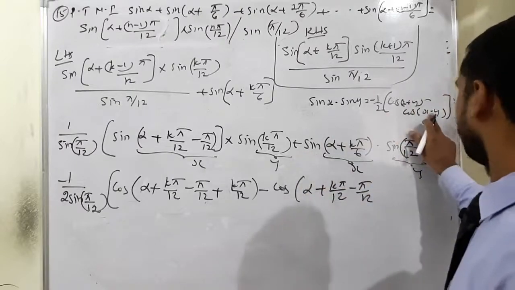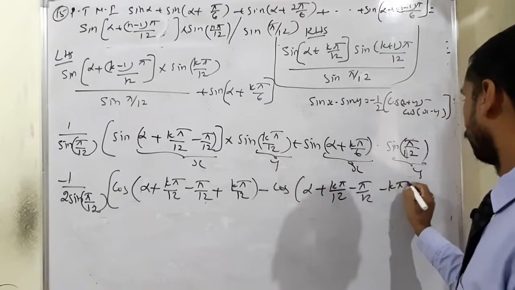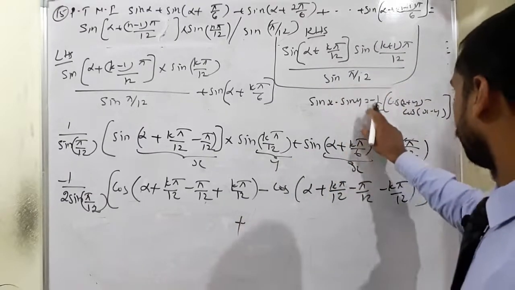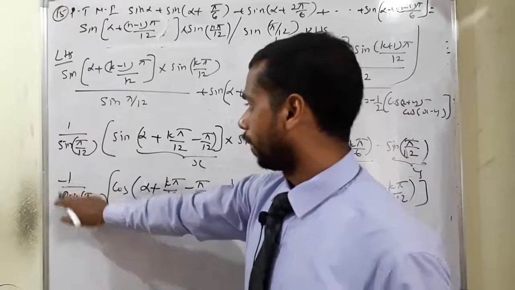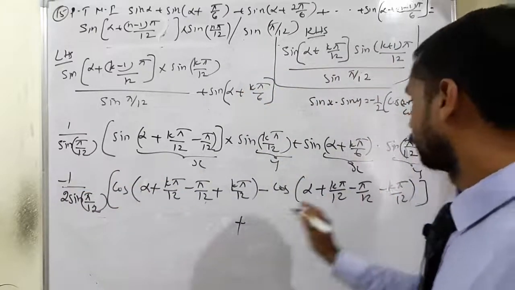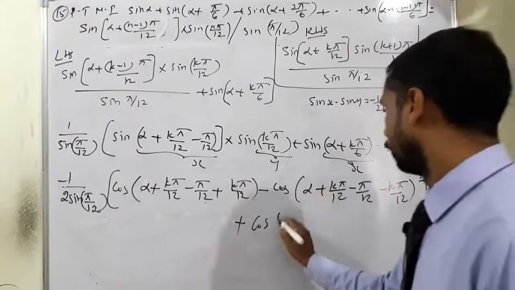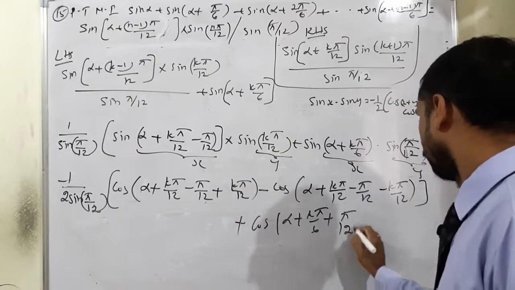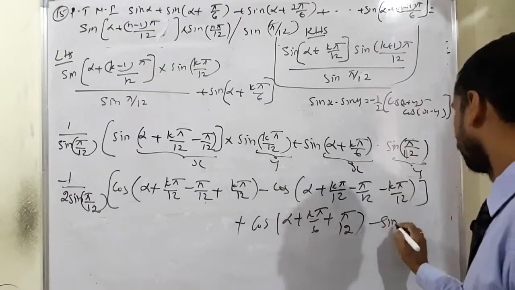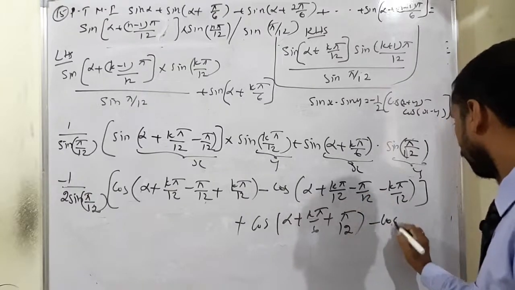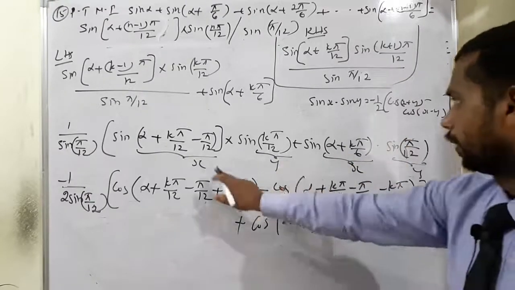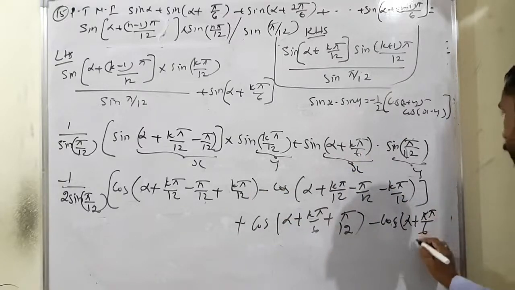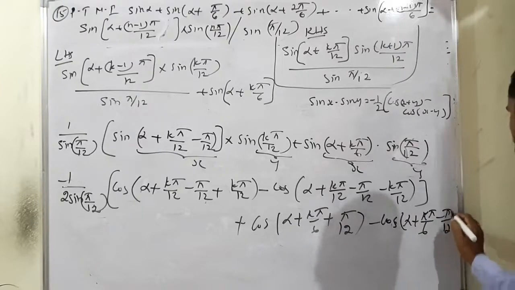Already next term has a minus sign, so minus k pi by 12. Minus k pi by 12. So plus one more term also, already minus 1 by 2 we have taken common, no, minus 1 by 2 outside is there. Remaining cos of x plus y, so cos of x plus y means alpha plus k pi by 6 plus pi by 12, then minus cos of x minus y. X minus y means alpha plus k pi by 6 minus pi by 12.